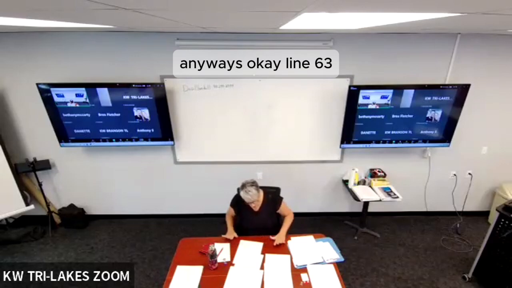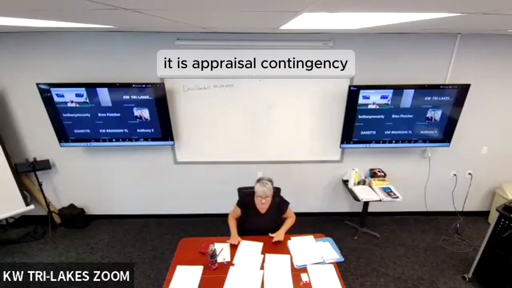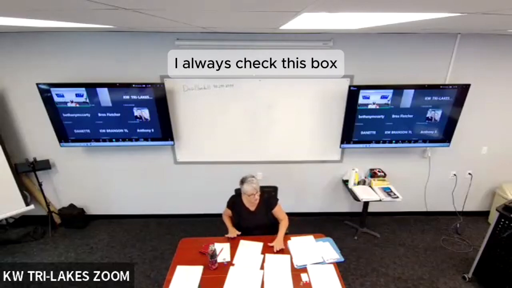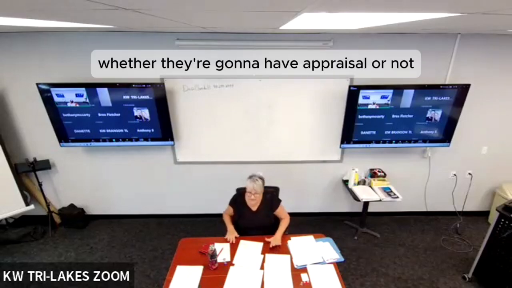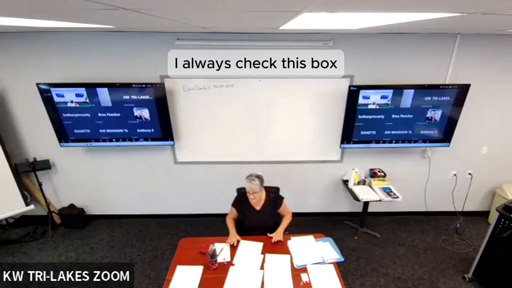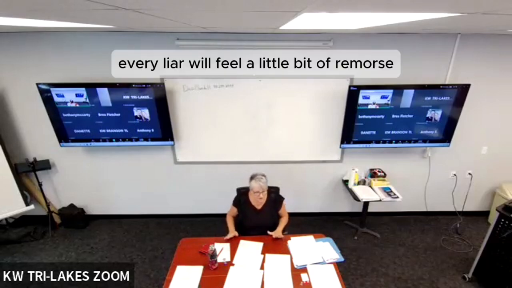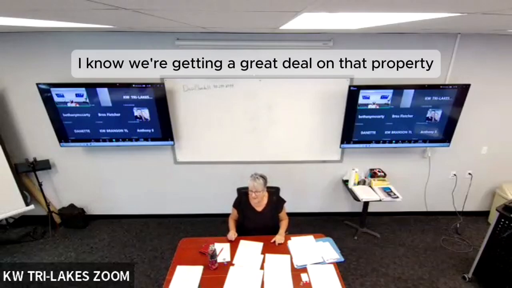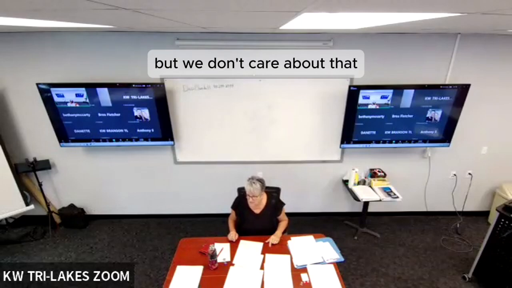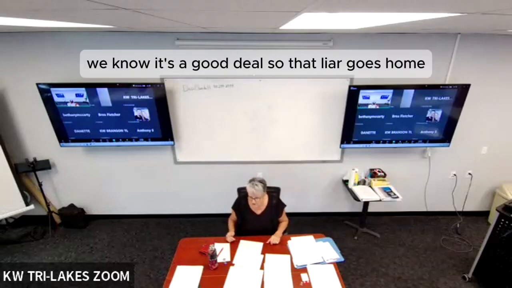Anyways. Okay, line 63, appraisal contingency, I always check this box. Whether they're gonna have an appraisal or not, I always check this box. Every buyer will feel a little bit of remorse. Maybe they'll say, oh yeah, I know we're getting a great deal on that property. We don't need to have an appraisal. We don't care about that.